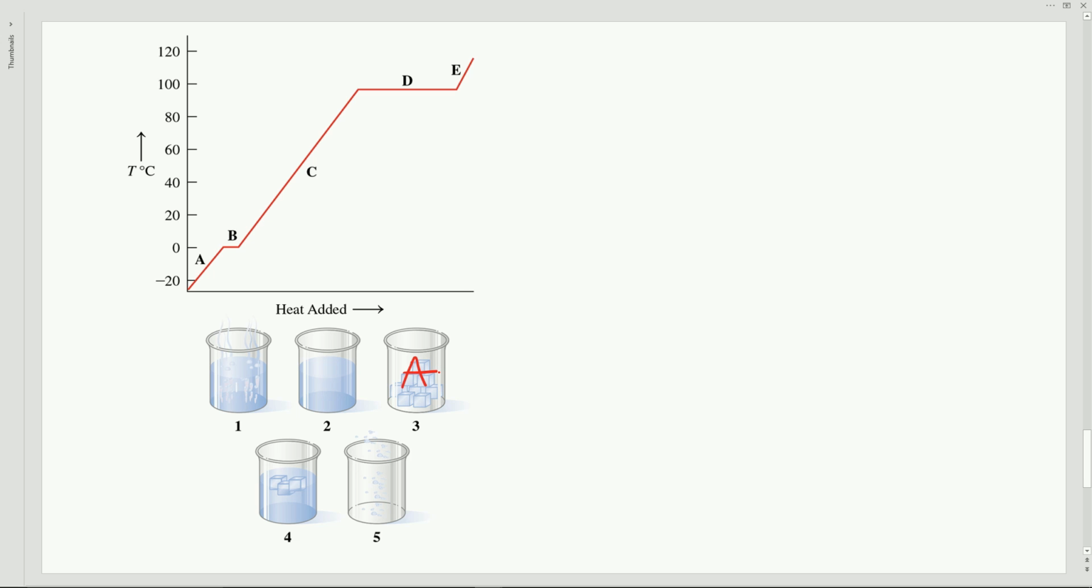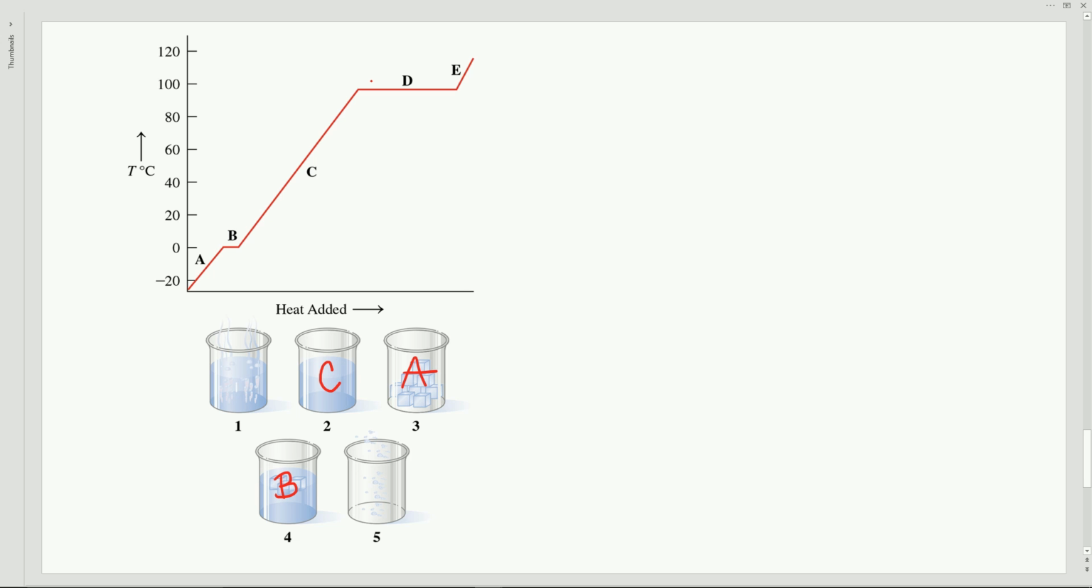And B, this is our point where we begin to melt water, or I'm sorry, melt ice. So the water has begun to turn liquid in this case. So here in this cup we have some ice and some water. That shows us that our ice has started melting. So this is B. Okay, now we're going up in temperature, and at this point we are converted completely to liquid water. So the only cup that looks like all liquid is C, or cup 2. So we match that to C.